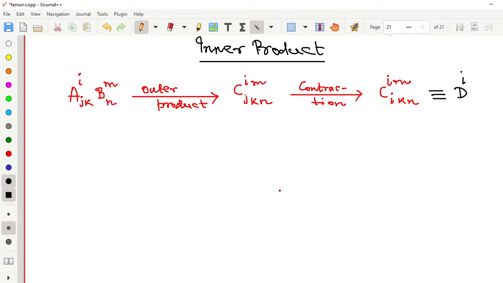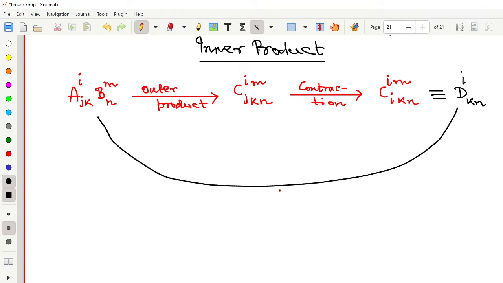What is the dimension of C? The dimension of C is 5. So it is a rank 5 tensor of type 2,3, but the one that I have after contraction is a tensor of rank 3, that is of the type 1,2. Whatever I have done here, this entire procedure, is known as the inner product of tensors. Starting from this Aijk and Bmn, I come to this D of ikn. This process is known as the inner product. That is how I say that the inner product is nothing but the outer product followed by a contraction.